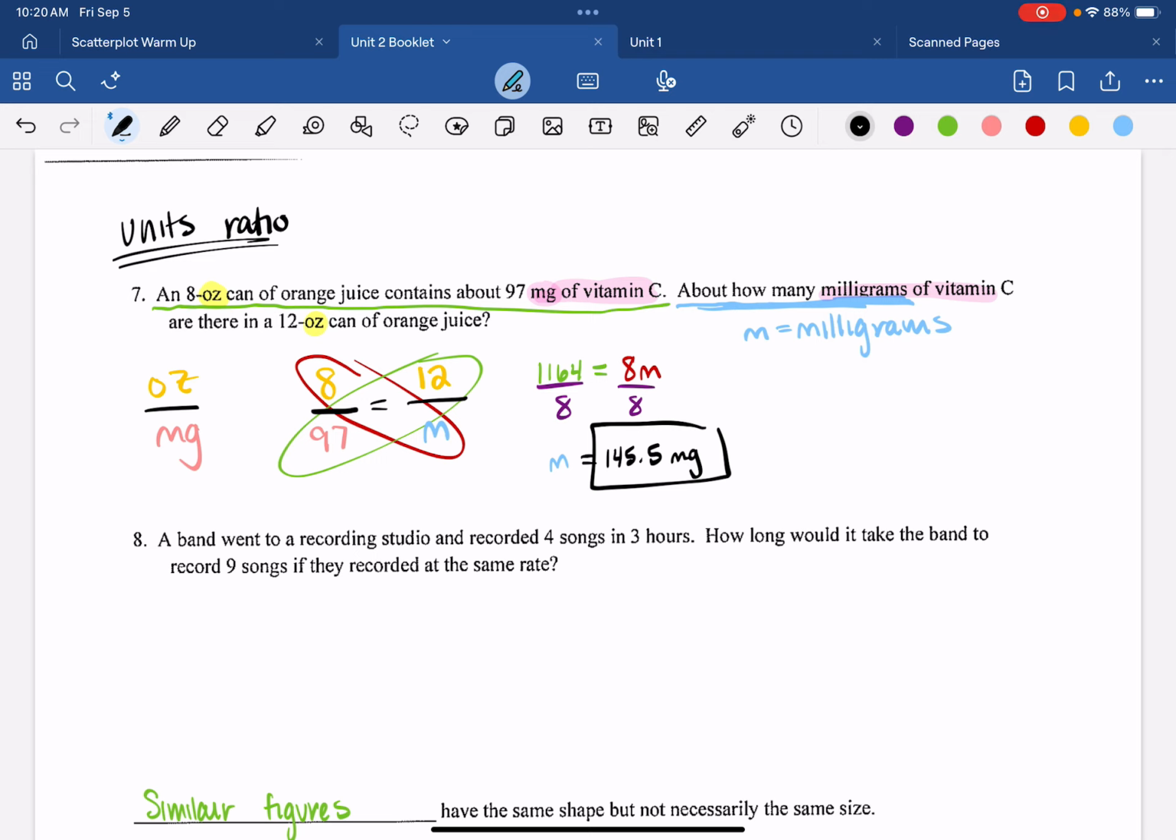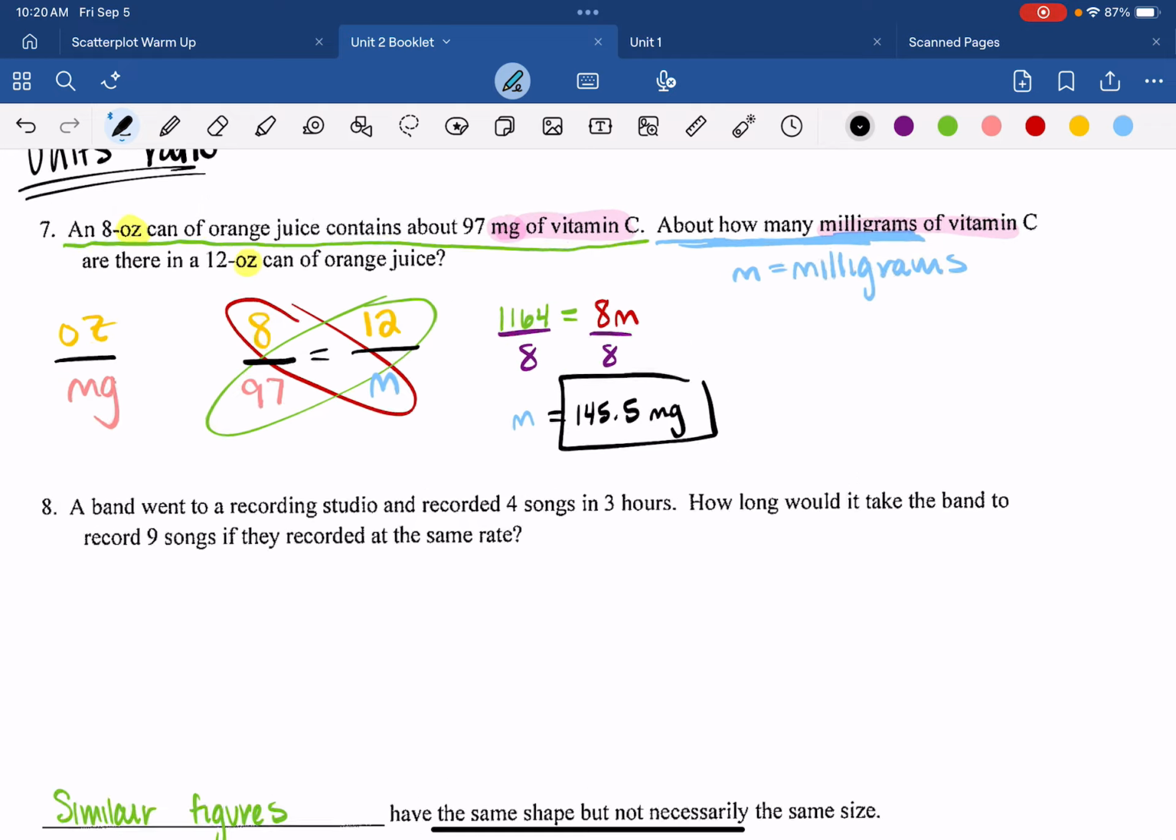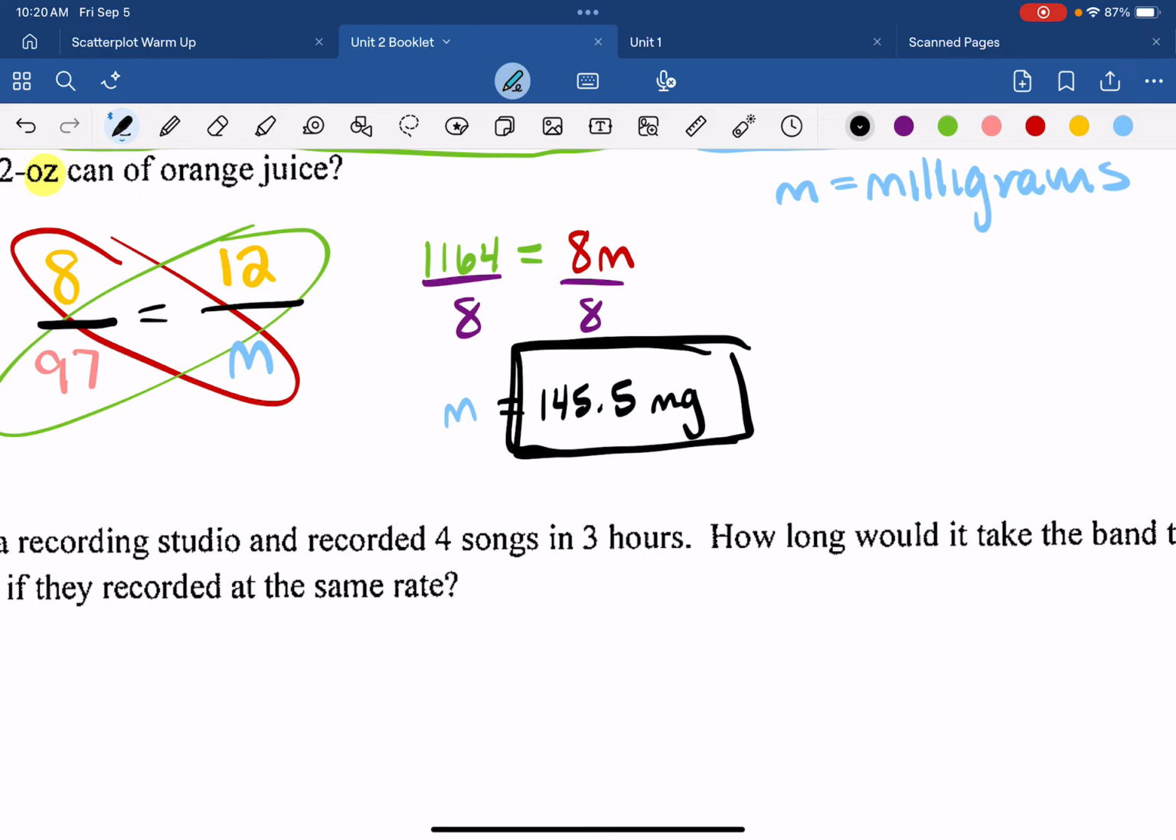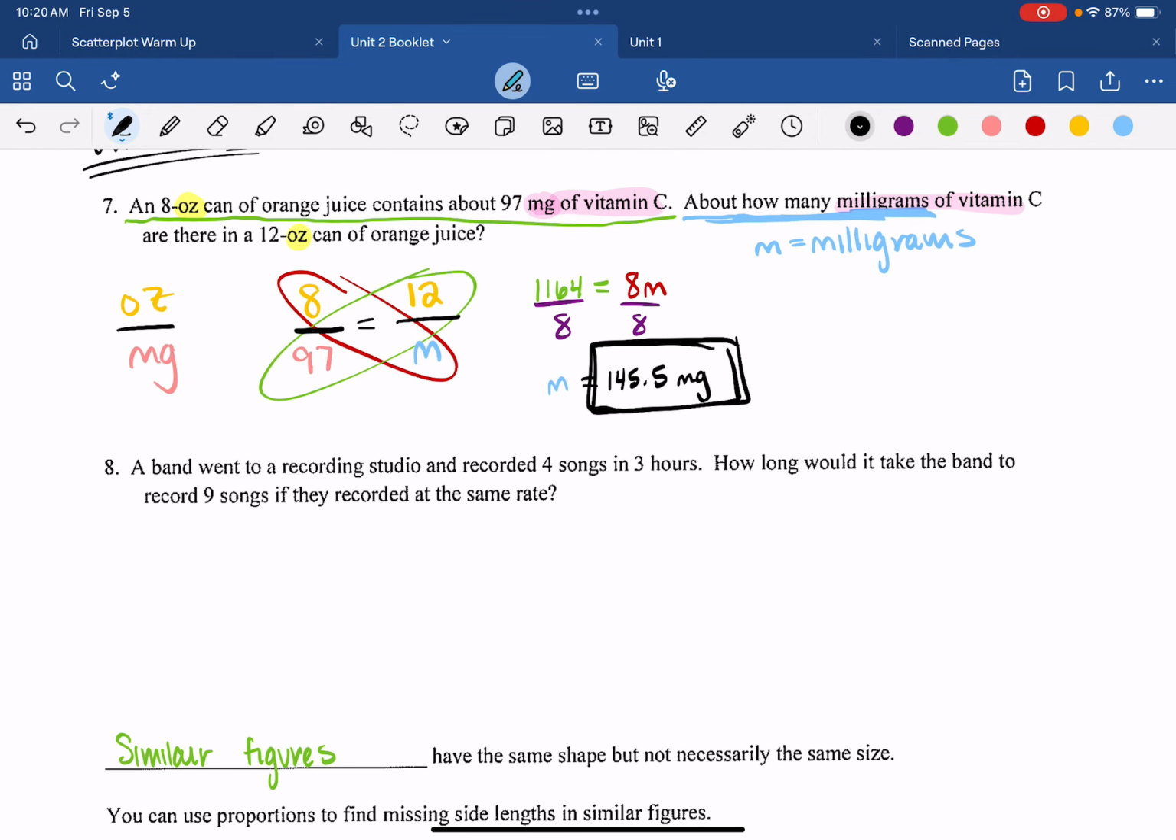An 8-ounce can of OJ contains 97 milligrams of vitamin C. Okay? How many milligrams are there in 12 ounces? 145.5. Okay? All right, a band went to a recording studio and recorded 4 songs in 3 hours. How long will it take the band to record 9 songs if they record at the same rate?